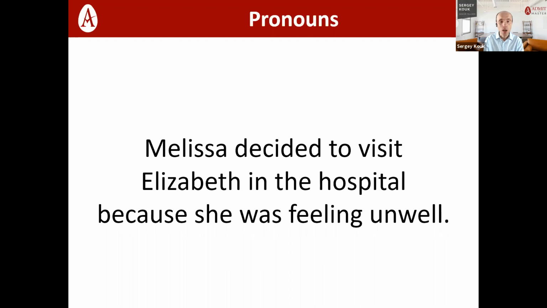You're absolutely right. Even though Elizabeth is in the hospital and Melissa is visiting her, well, how do we know whether maybe Elizabeth is a doctor and Melissa is visiting her, or maybe Elizabeth is feeling unwell in the hospital? That's why in this specific sentence, we need to be more clear. She could be either of them too. Now, sometimes logically we think, well, it's got to be Elizabeth, right? But we don't know for sure. That's why we need to not make our own assumptions.